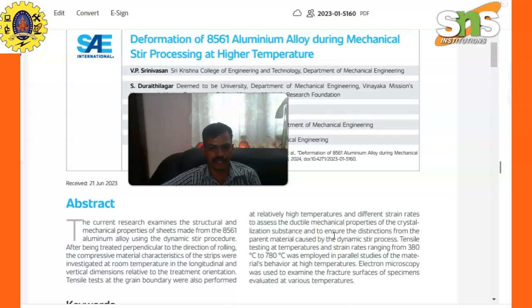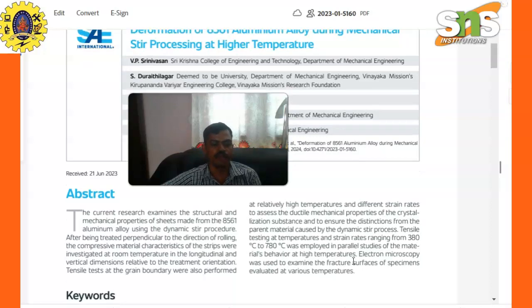The tensile test temperature and strain rate ranged from 380 degrees Celsius to 780 degrees Celsius, employed in parallel to study the material's behavior at high temperature. The same scope was used to examine the fractures and surface of the specimens evaluated at various temperatures.